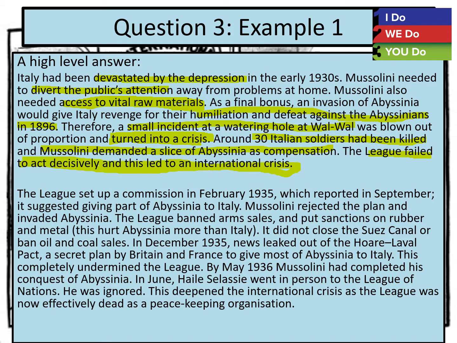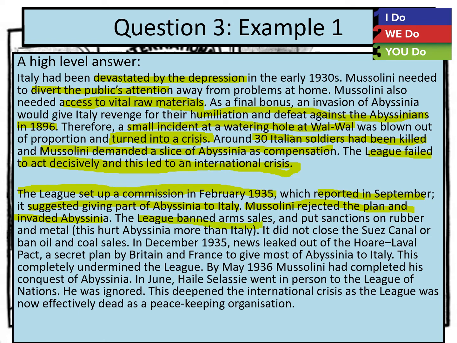So our second paragraph is going to be linked to that. It's going to show what the League actually did or didn't do and how the crisis then spirals out of control. The League set up a commission in February 1935. So we already know that an incident has taken place. It didn't report though until September, and it suggested giving part of Abyssinia to Italy. Mussolini rejected the plan and invaded Abyssinia. So we can already see the crisis getting bigger and bigger.